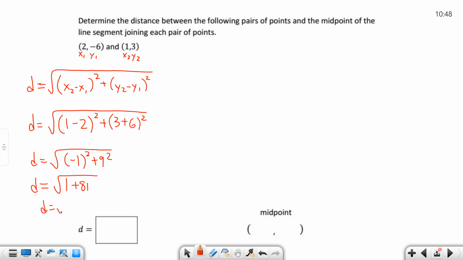So this is d equals the square root of 82. 82 is 2 times 41. 41 doesn't have a perfect square in it, so you can't simplify that anymore as far as the radical goes. Now, if you wanted to get a decimal approximation, however you punch that in your calculator, you could get a decimal approximation.